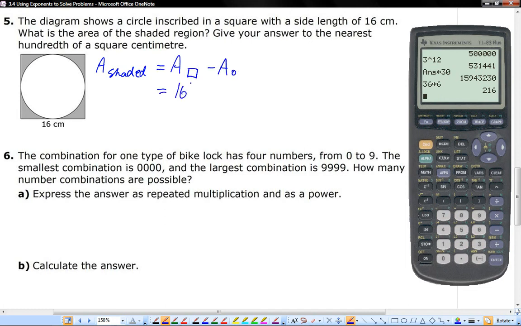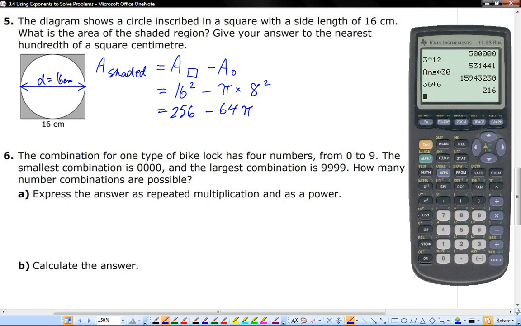The square is 16 squared for area. The area of the circle is pi times r squared, but what is the radius? Well, you can see here that the diameter is equal to 16 centimeters. That means the radius is 8. So 16 squared is 256, and we're subtracting 64 times pi. So 8 squared is 64.